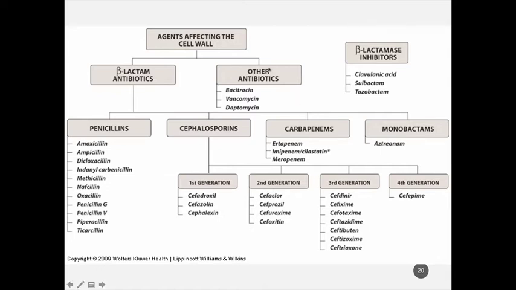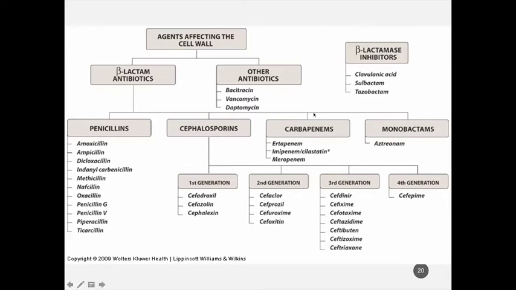And then we have some other antibiotics that also interfere with the cell wall, but they don't have that beta-lactam ring. And those are bacitracin, vancomycin, and daptomycin. We talked briefly about vancomycin and daptomycin at the very end of our last lecture when I was talking about antibiotic resistance, specifically around MRSA.